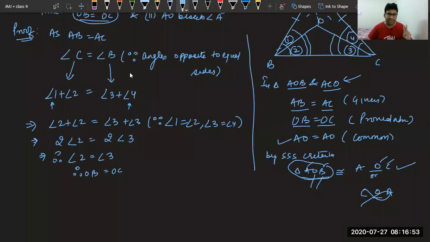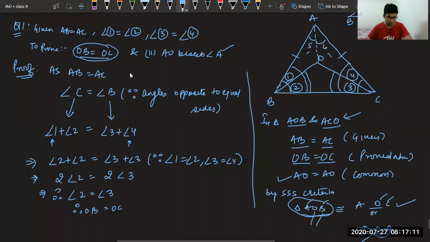So you have to check at least two conditions. When you check two conditions, you get the correct name. This is the wrong name and this is the correct name. So we have got triangle AOB is congruent to triangle AOC. I hope you got this, everyone.